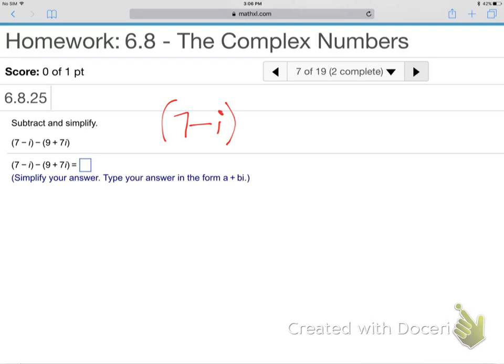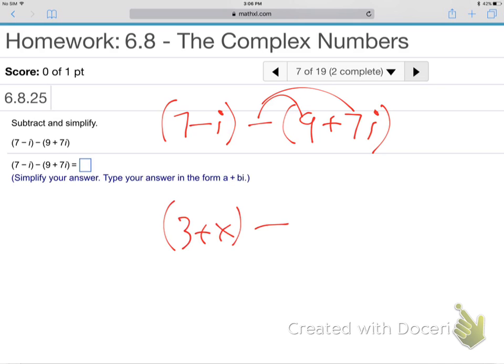So 7 minus i, subtract, right? This is subtraction, not multiply, even though there's parentheses. Parentheses only mean multiply if there's no other symbol in the middle. So those are subtract. What do you do when you've got a minus in front of a parenthesis? Distribute. Just like always. Like, what if I had 3 plus x minus 2 plus 7x? That minus would distribute, wouldn't it? It'd be minus 2 minus 7x. That's all I'm doing, just what I would always do with a minus in front of parentheses.